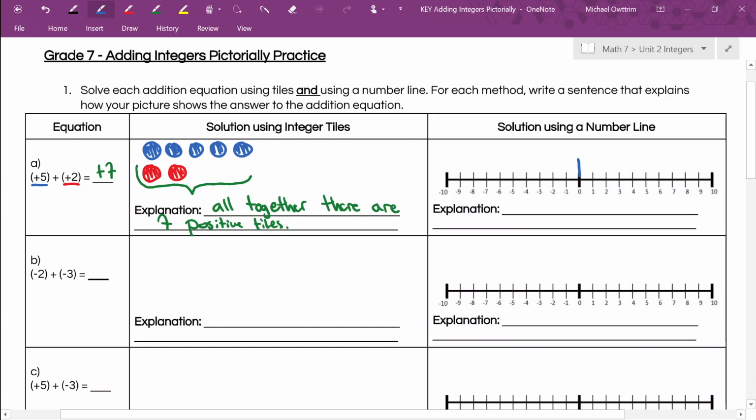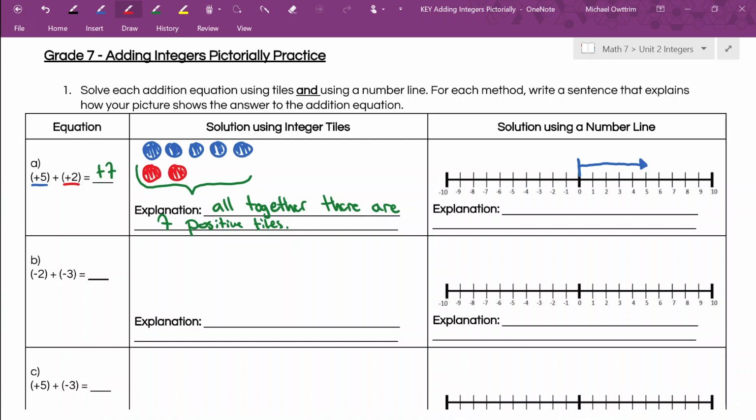On a number line, we always want to start from 0. My first integer is positive 5. The positive means go to the right, and the 5 is 5 spaces. So 1 space, 2 spaces, 3 spaces, 4 spaces, 5 spaces to the right.